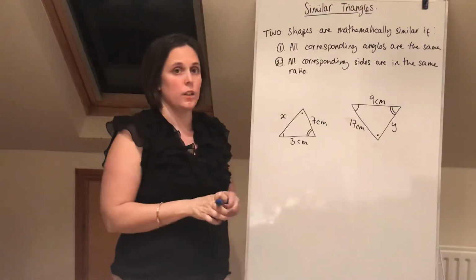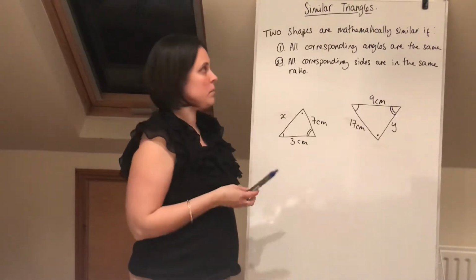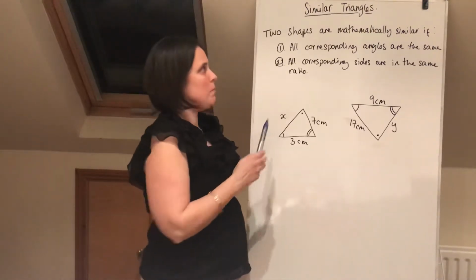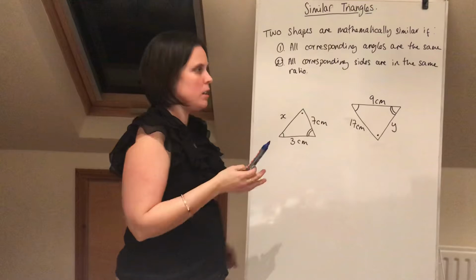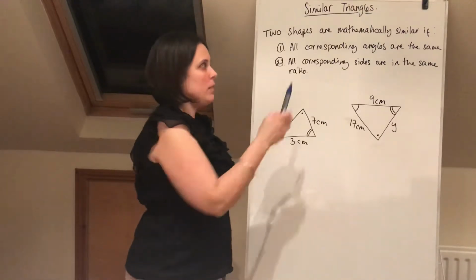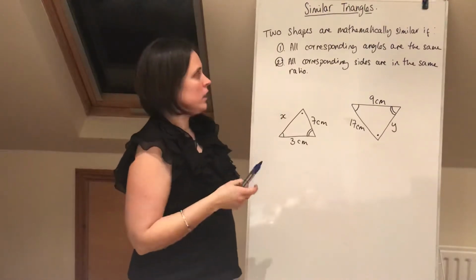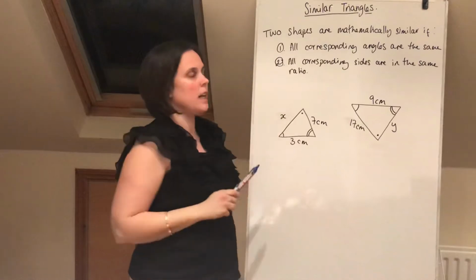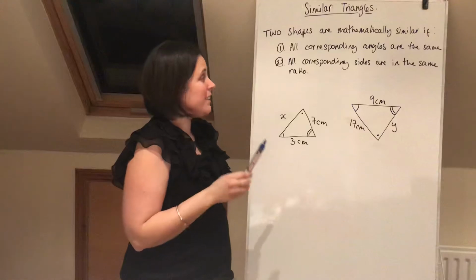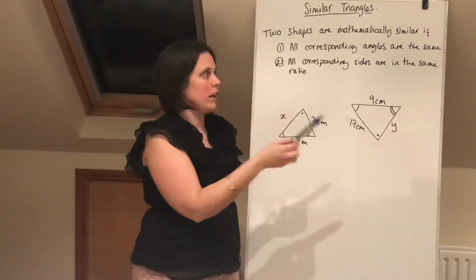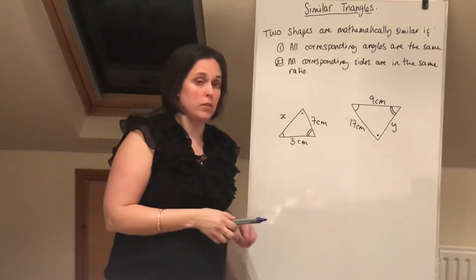Okay, so today's lesson I'm going to talk about similar triangles, but more broadly than that we can talk about similar shapes. Now, if any two shapes are mathematically similar, and I mean mathematically, not just the English word similar, which means that you might have some things in common, but if something's mathematically similar, then there are two rules that they must follow. Now, those two rules are that all corresponding angles are the same or congruent, if you want to use a mathematical term, and the second one is that all the corresponding sides are in the same ratio.